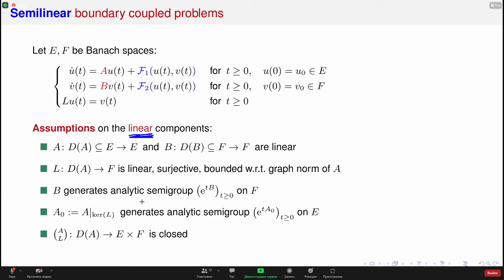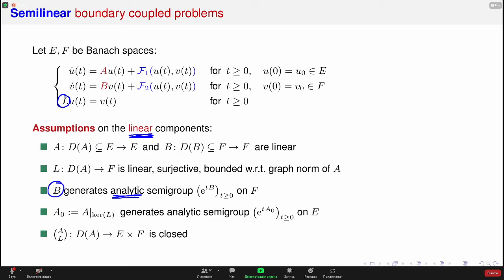They are linear operators. L, the coupling operator, is also linear. This is surjective and bounded with respect to the graph norm of A. And which is very important, that B generates an analytic semigroup. Actually, in our proof, this was just a simplification in order to have, let's call it, a simple proof.